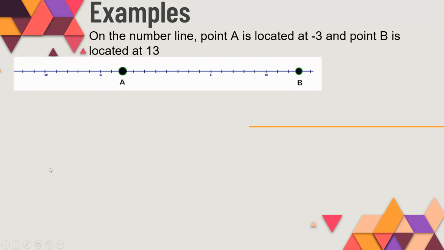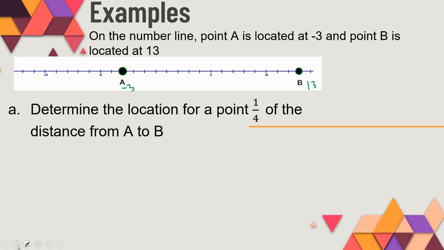Okay, on this number line, we've got point A at -3 and point B at 13. And our question wants to know the location for a point 1/4 of the distance from A to B. So it means that instead of finding the midpoint at the halfway point of the total distance, what we want to find is 1/4 from A to B. So that's what I mean by fractional distance.